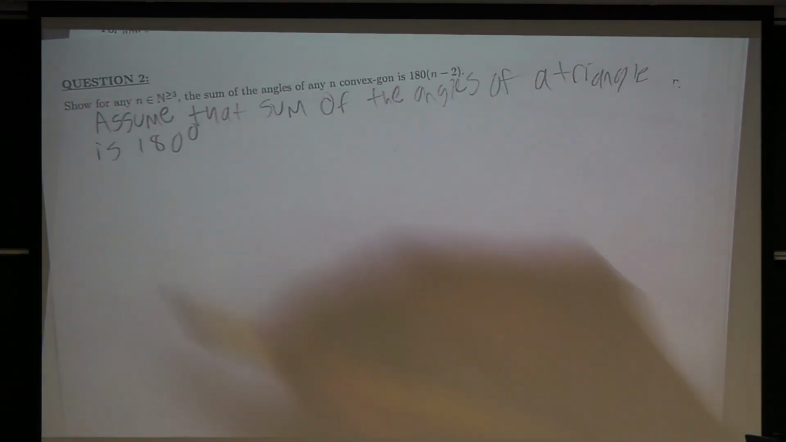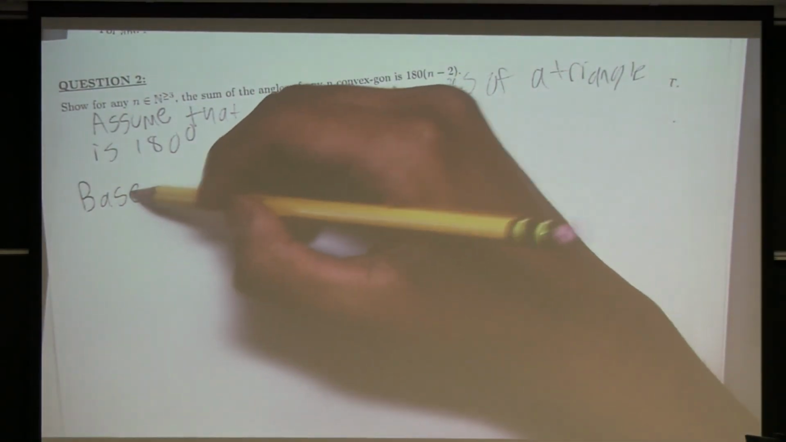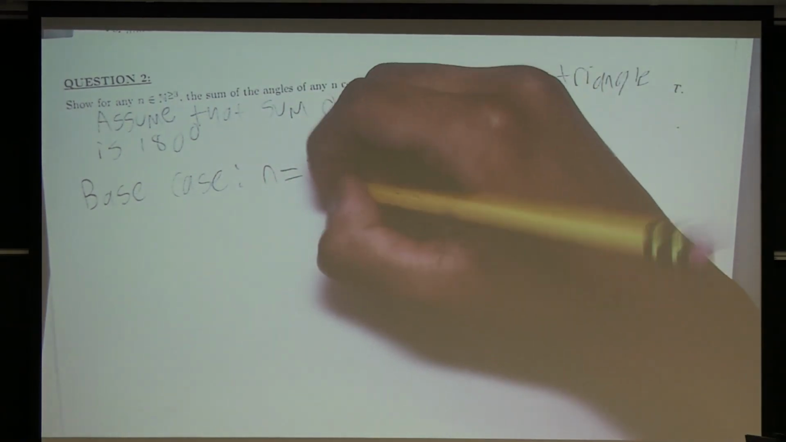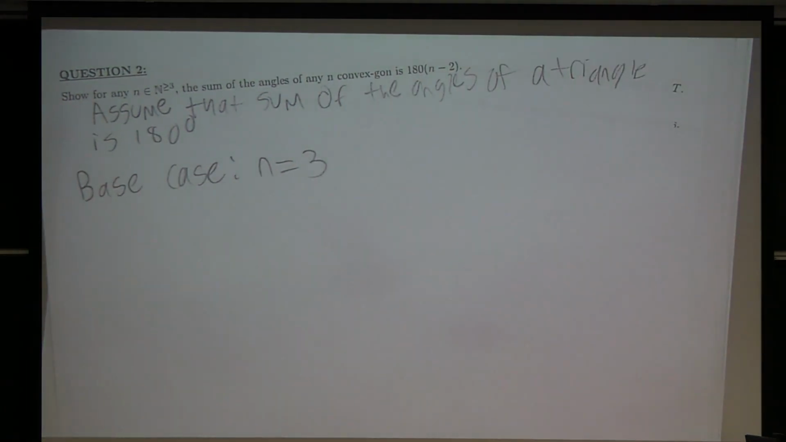So we start with our base case, obviously. N equals 3. In this case, if n equals 3, what kind of shape is this? If there's 3 sides?